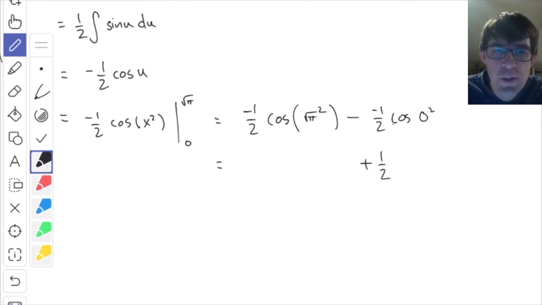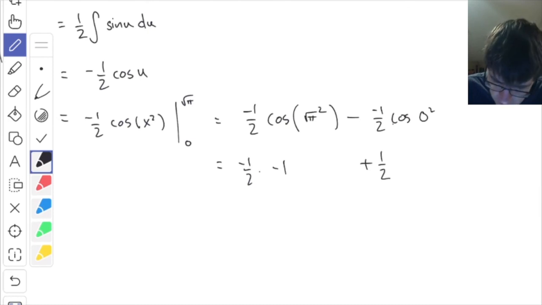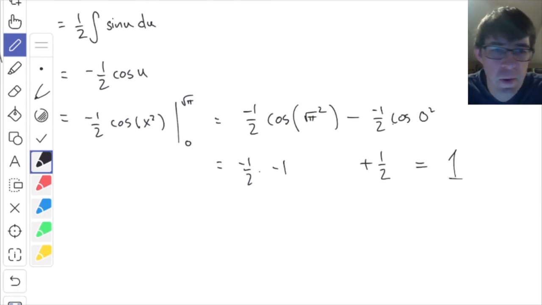Cosine of root pi squared. Root pi squared, of course, is pi. And cosine of pi is, what do you say? -1. Yeah, -1. So this is going to be -1/2 times -1. That's another half. So actually you get 1. That's your final answer, right? That's cute. No one was expecting 1 as the answer, right?